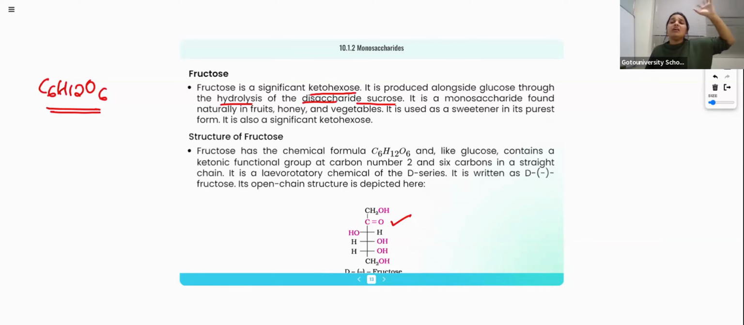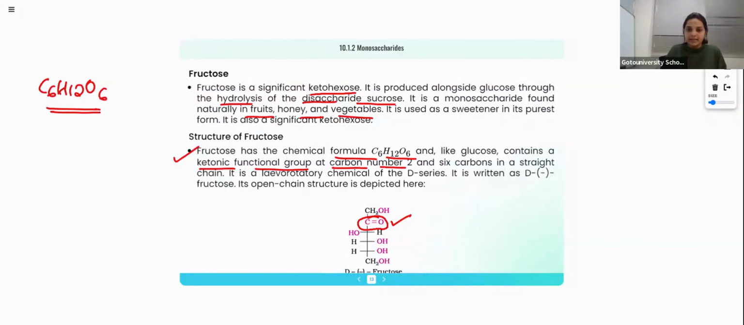It is produced by the hydrolysis of the disaccharide sucrose. We know that because when we do the hydrolysis of sucrose, we get 1 molecule of glucose and 1 molecule of fructose. It is a monosaccharide found naturally in fruits and honey. The chemical formula is the same, and it contains a ketonic functional group at carbon 2. See, the second carbon is the keto group. But in glucose, we are not seeing the keto group; it is the aldehyde group.